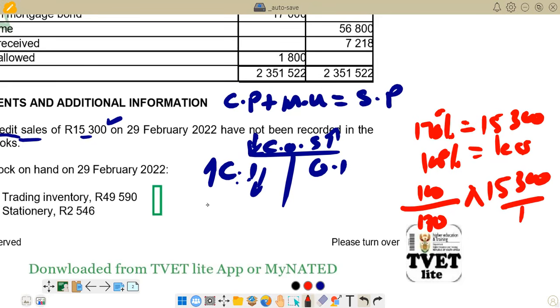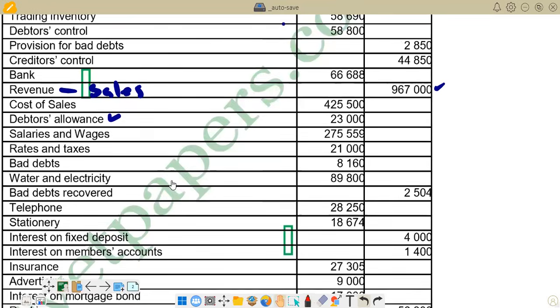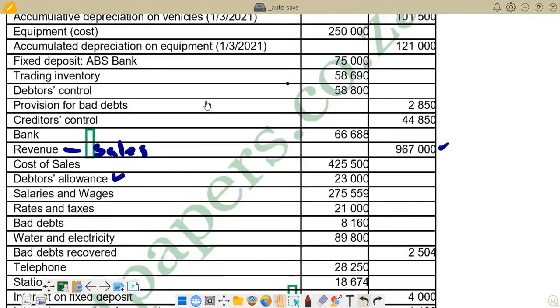Then when you calculate that, we are supposed to get 9,000. So this is the figure that is going to increase the cost of sales. For the cost of sales, we are going to add 9,000. So I will go to our answer section and do that. Remember the cost of sales figure, we can reconfirm it in the list of balances. We have cost of sales given as 425,500. So we are going to add 9,000.